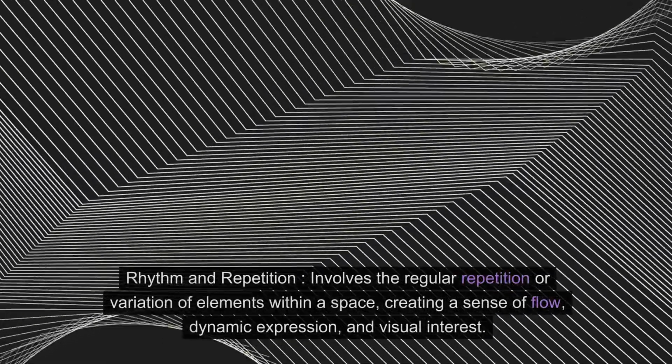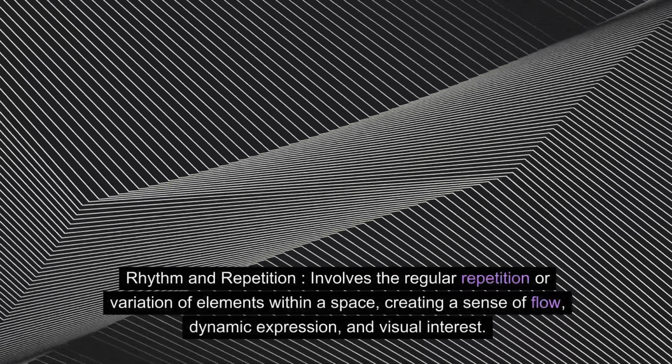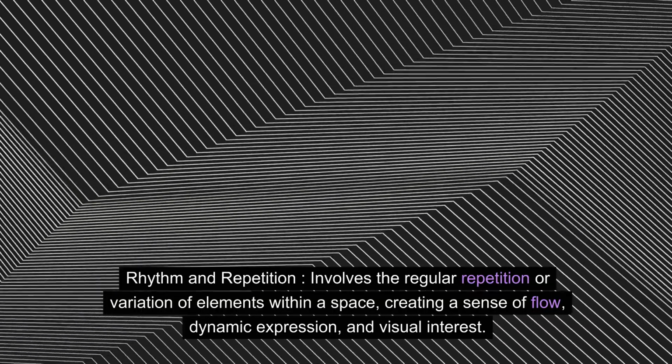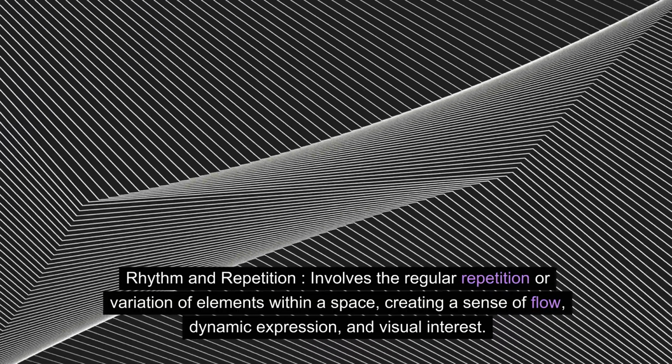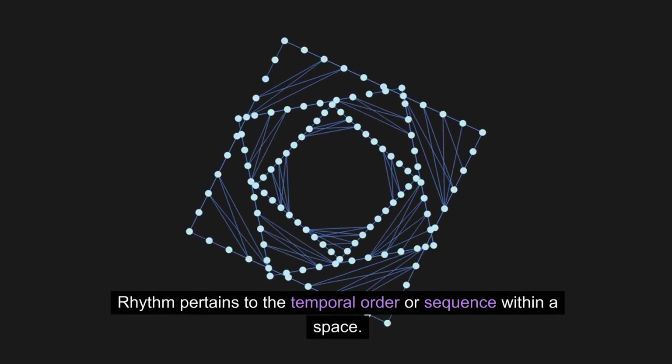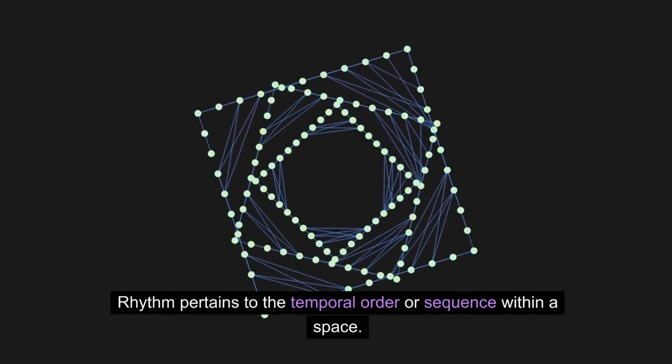2. Rhythm and repetition involves the regular repetition or variation of elements within a space, creating a sense of flow, dynamic expression, and visual interest. Rhythm pertains to the temporal order or sequence within a space.